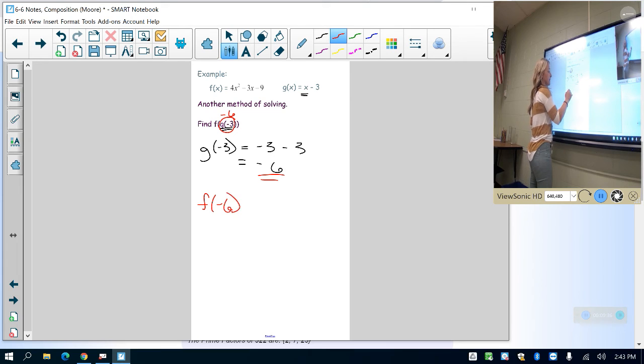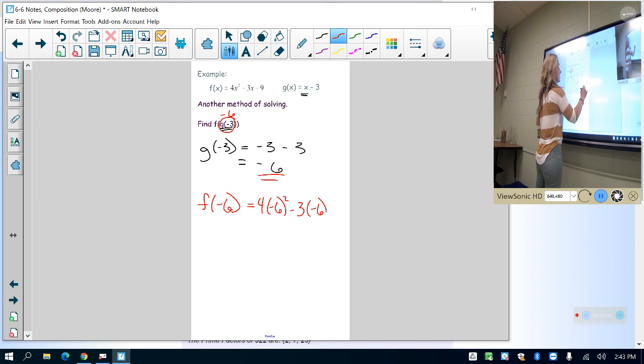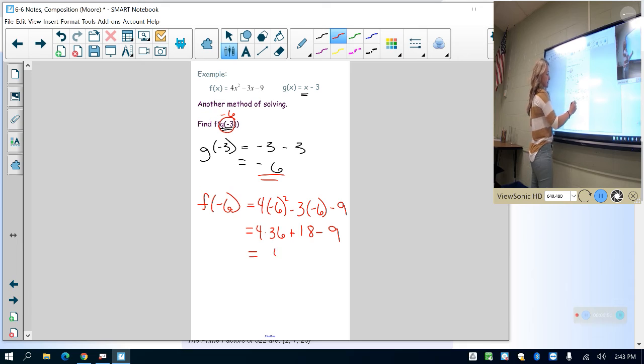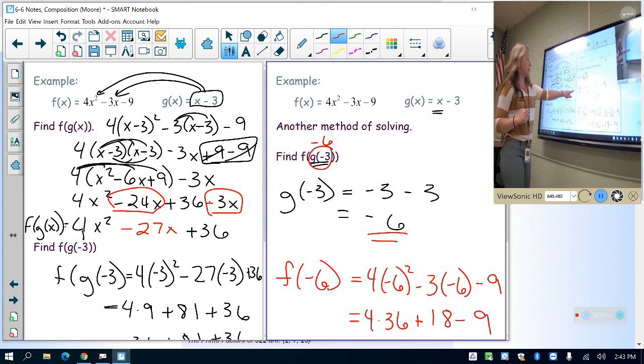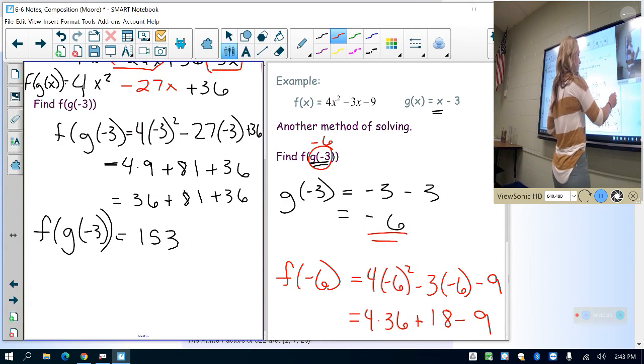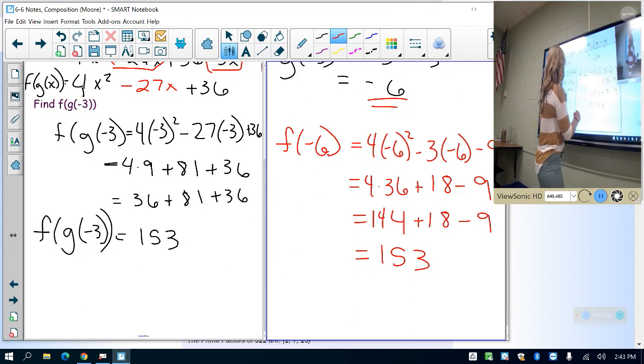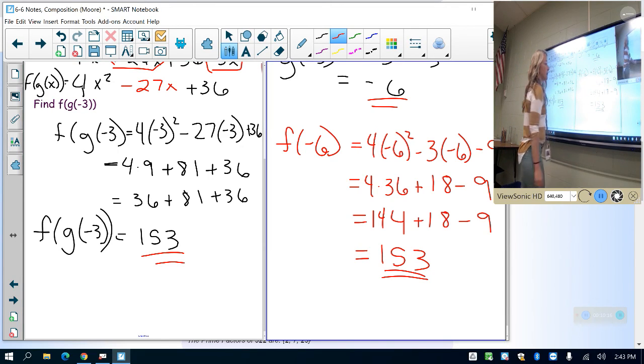And then you want to take that negative 6 and replace g of negative 3 with negative 6. That gives me f of negative 6, which then I have 4 times negative 6 squared minus 3 times negative 6 minus 9. So I have 4 times 36 plus 18 minus 9. 4 times 36, 144 plus 18 minus 9, which would give me 153. Notice how you get the same solution either method, 153 and 153. Okay, so you can do it either way, but both ways will work.